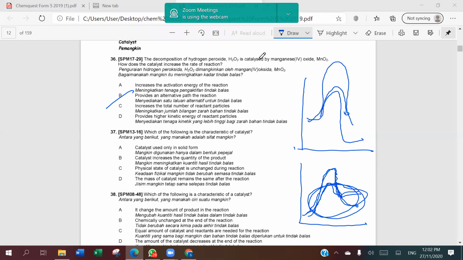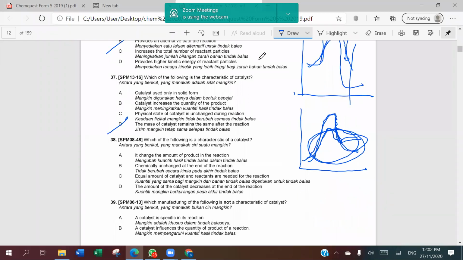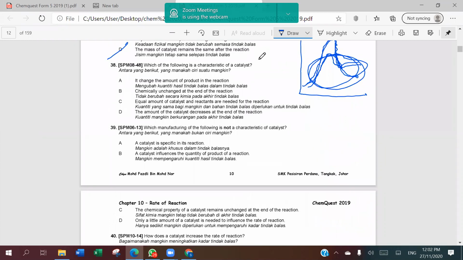I'm so sorry. Okay, 37. What is the characteristic of a catalyst? D. D, correct. The mass will remain the same. Okay. Next one. Which of the following is the characteristic of the catalyst? Will it change the amount of product? Can a catalyst change the amount of a product? No. It can never change the amount of the product. Will it be chemically unchanged? Can a catalyst be chemically unchanged? No. Never. So your answer will be B.